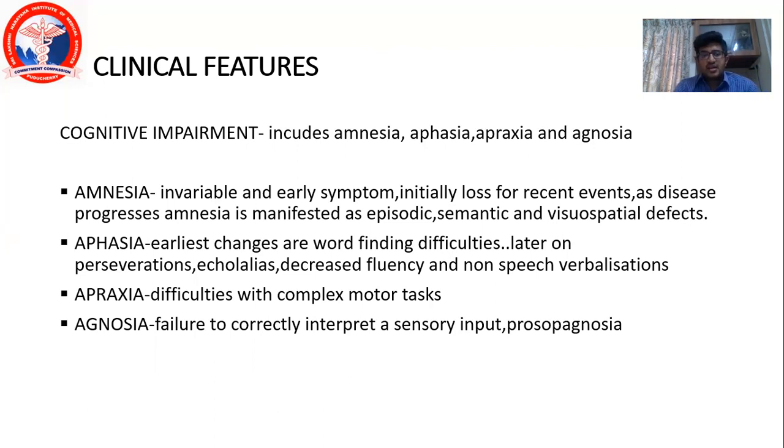So now let's focus mostly on the cognitive impairment, and that includes amnesia, aphasia, apraxia, and agnosia. Now just a little information on what these are. Amnesia, as we know, is a memory deficit, and it can happen as an episodic, semantic, or visuospatial defect also. Episodic memory is whatever things happen in our life, like what we actually did yesterday, what food we had. So the patient will have episodic memory deficits of whatever was happening in his life.